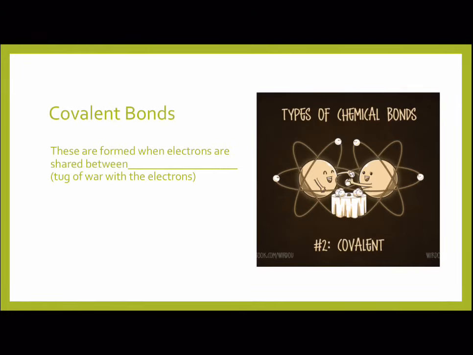So, covalent bonds. There are 2 different types of covalent bonds, and these are formed when the electrons are shared between 2 nonmetals. This is kind of like a tug of war between the 2 atoms with the electrons. So these are shared between 2 nonmetals.